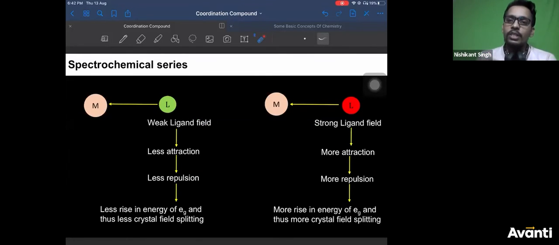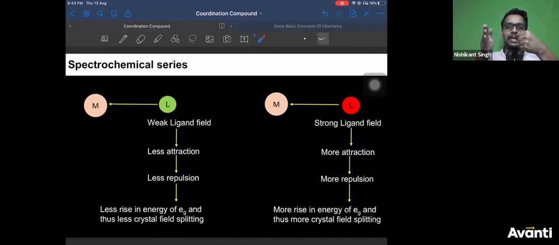There is a very important fact here. Repulsion cannot happen without attraction. Why? This is your metal atom, and this is your ligand. If the ligand is weak, it will not be attracted by the metal atom much. And if it is not attracted, it will not move close to the metal atom enough to cause the splitting.